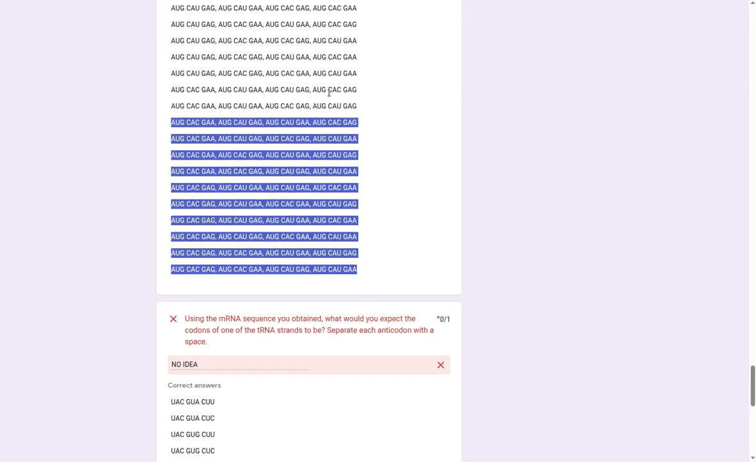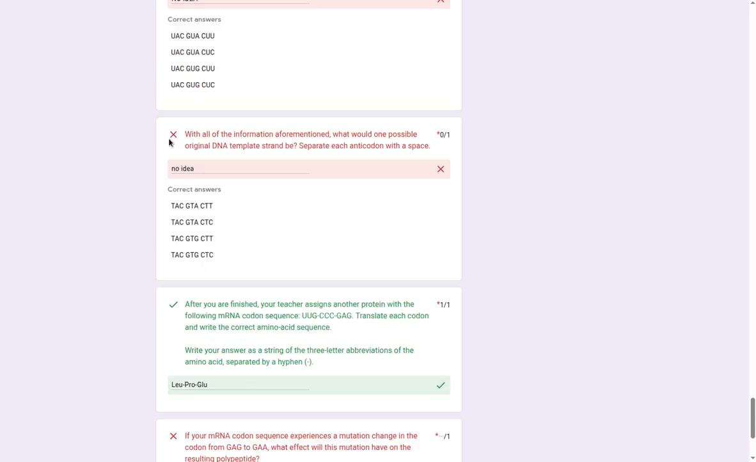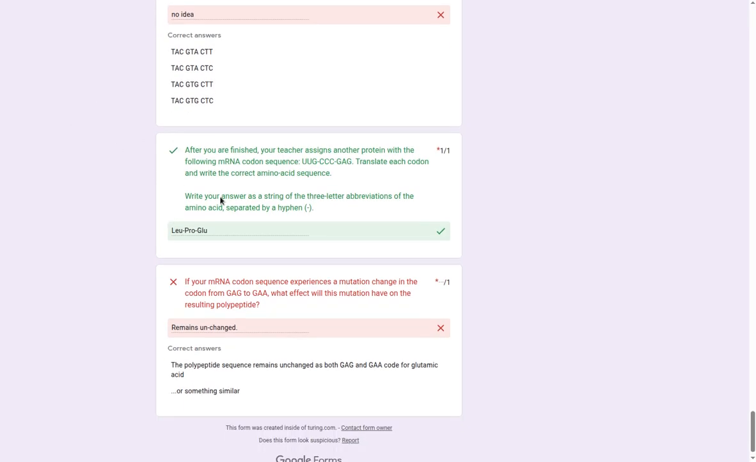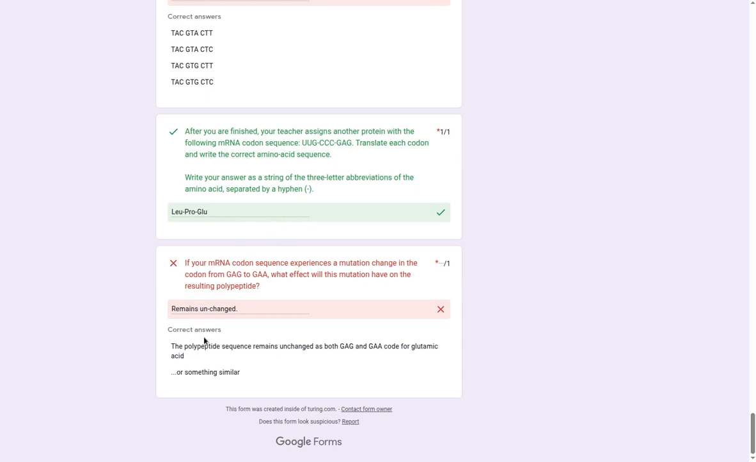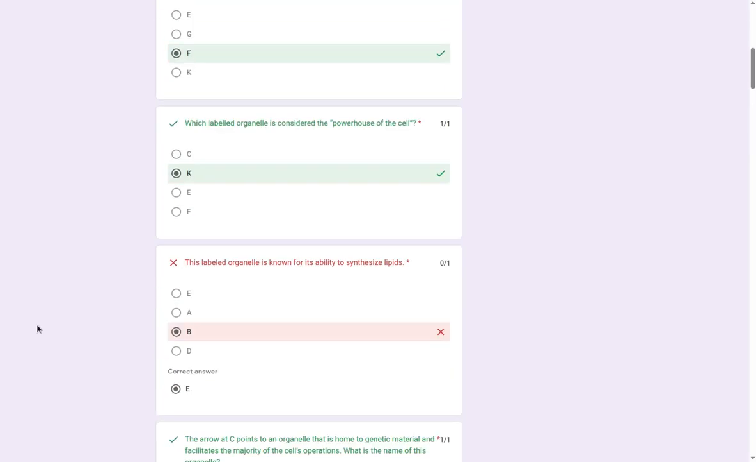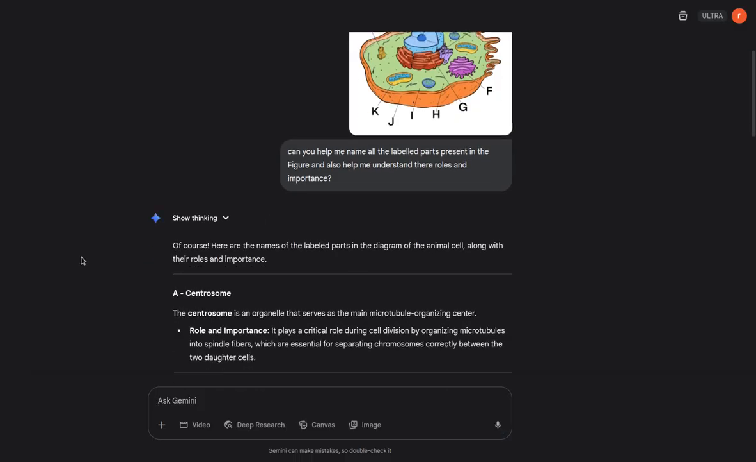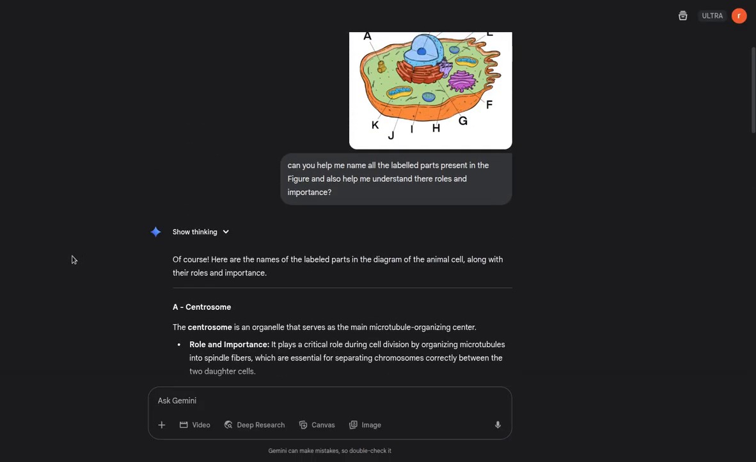It's not possible to write all the things. It's okay. I got the concept right. Okay. So we'll see about this. This is correct. Okay, it remains unchanged. I have written that. So this one is also correct. Okay, so I got most of the things correct. So that's a good thing. Let's see. The model has given the answer.